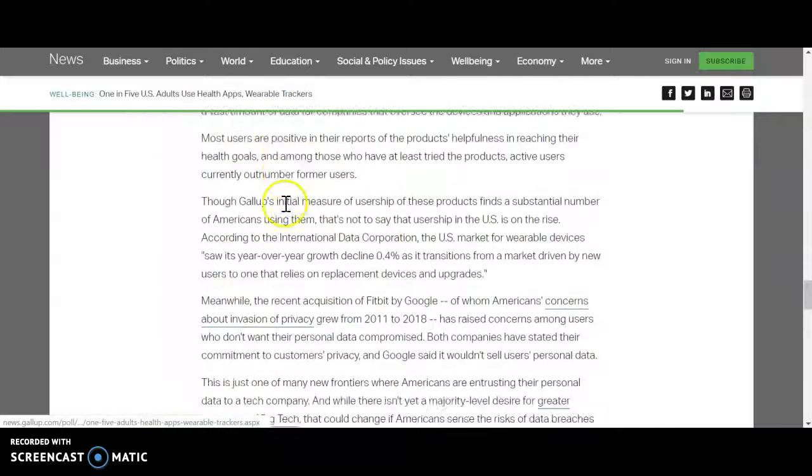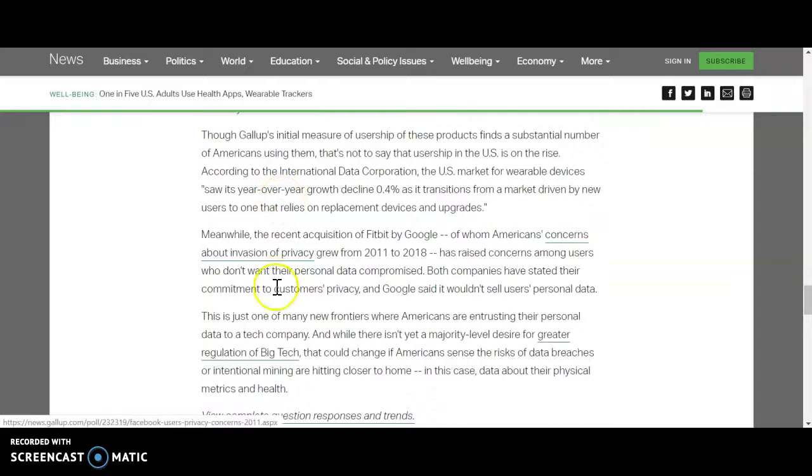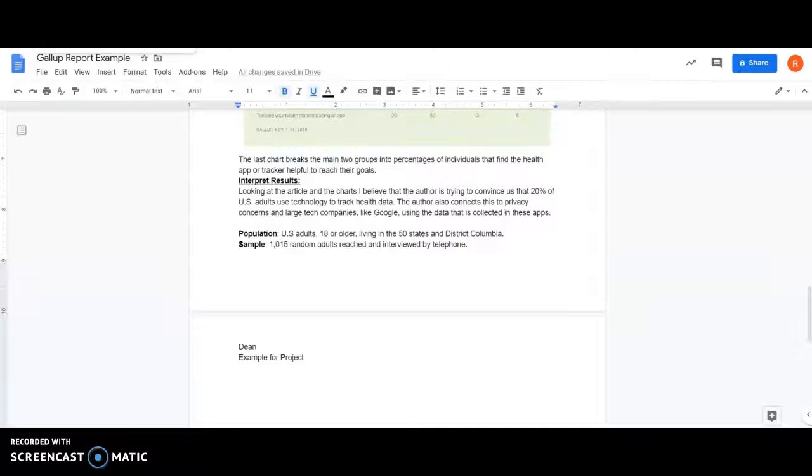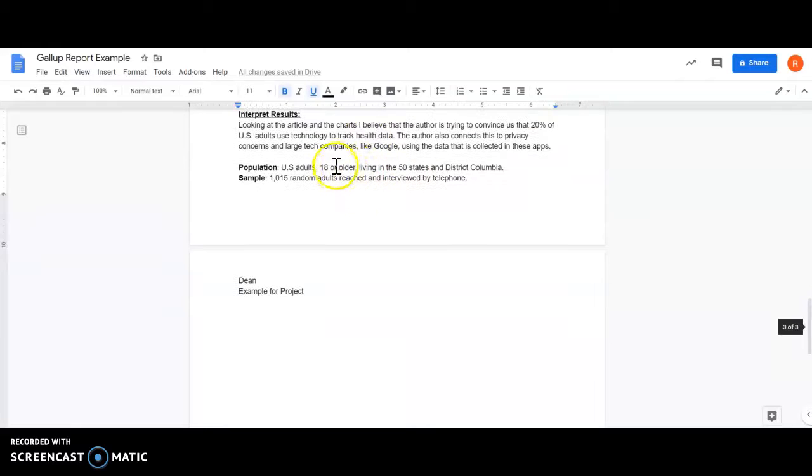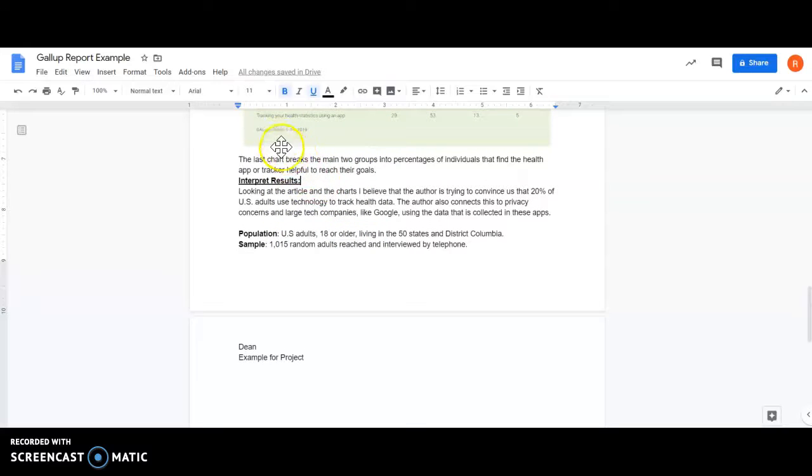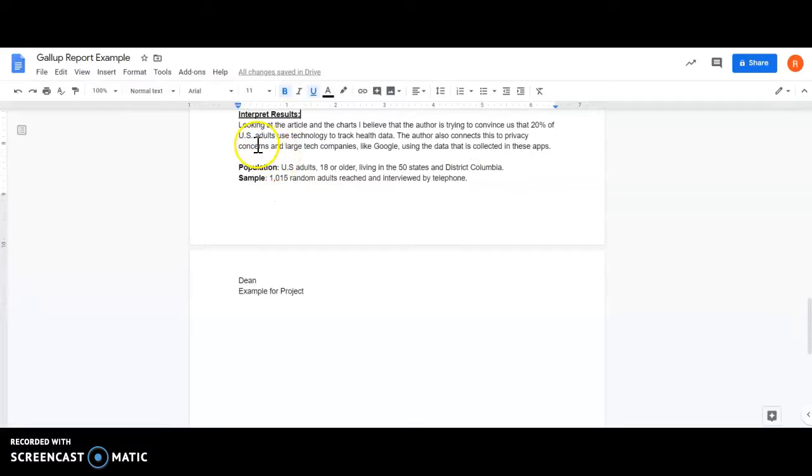Then interpreting results. This is where the bottom line really comes into play. If you read the bottom line, you can really get to what the author is trying to convince us. This isn't what you believe to be true. This isn't what you see in the data. It's just what the author is trying to convince us of. And so looking at this article, charts believe that they're trying to convince us that 20% of the U.S. adults are using technology. And they find it helpful. And so the author has connected, wants to make sure that we're aware of privacy concerns of large tech companies like Google using the data in these apps. And so he's more worried about, if not whether we're using them, just how we're using them, which is interesting. It seems like a jump, but I will get to that later on.